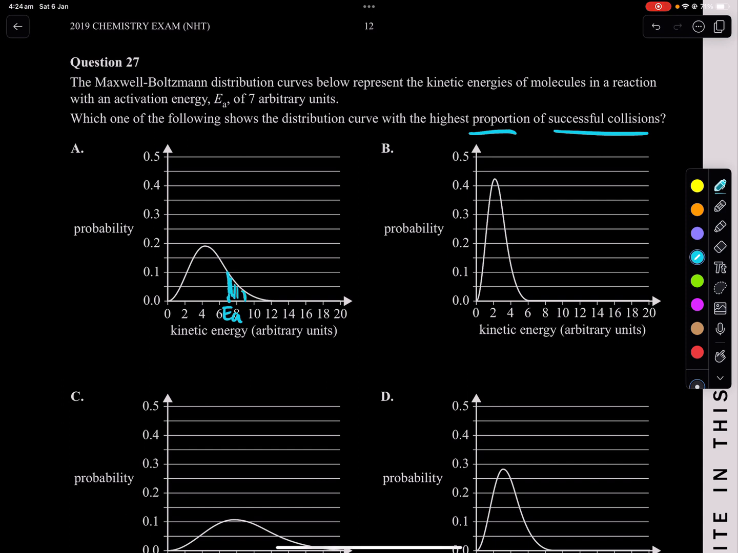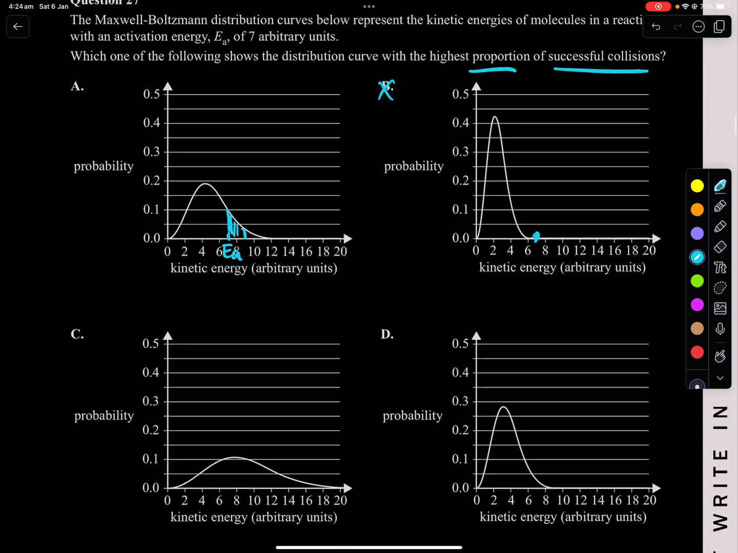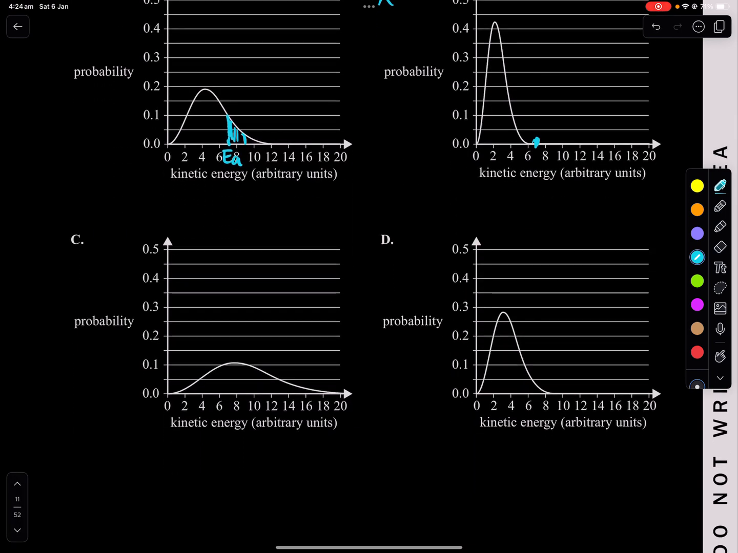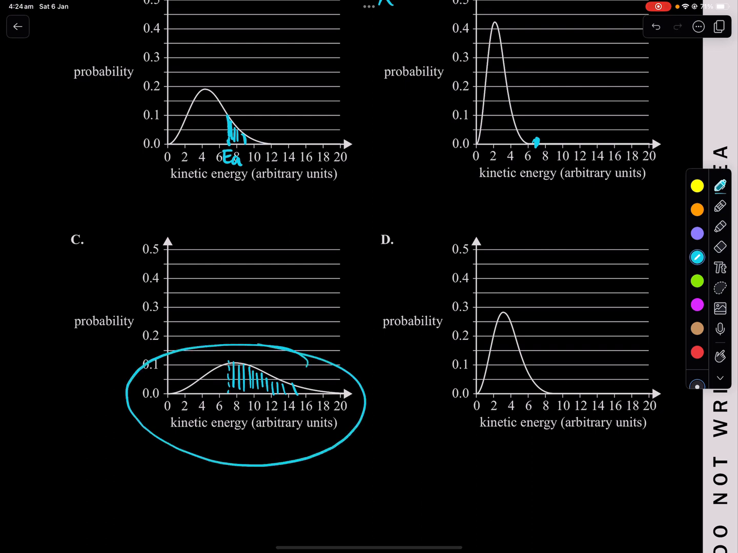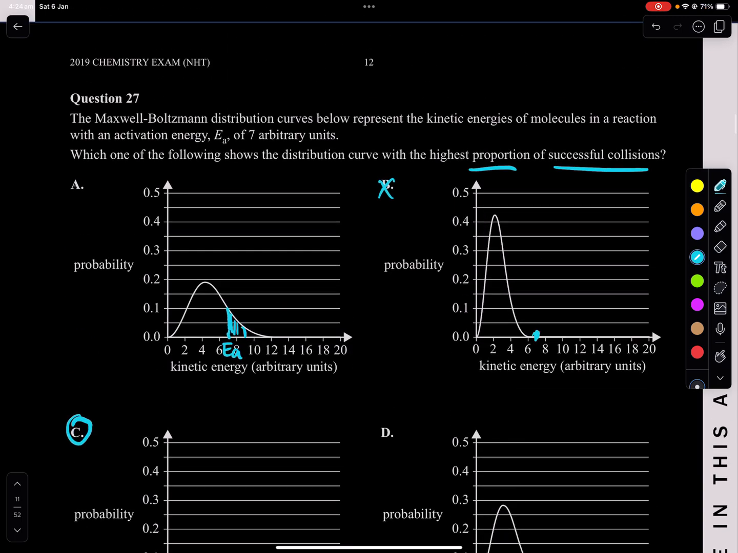But let's try the next one. If this is the activation energy here, there isn't anything to the right. Nothing's going above that, so that's a problem. It doesn't look like that. See, 7's here. Look at this one. The area here is much larger than this one, so this one has a higher proportion of successful collisions. And then this one here, only this little bit. So C looks like the best one. Nice and easy.